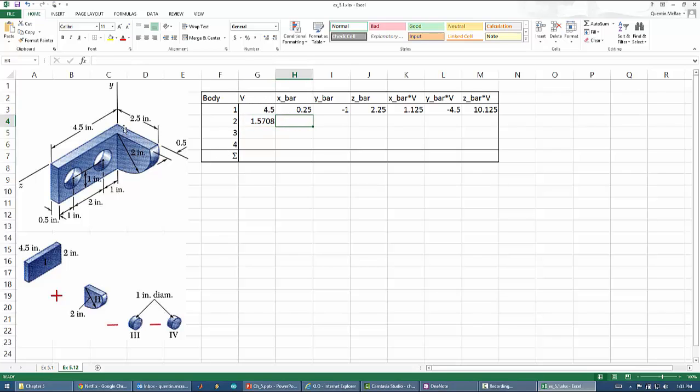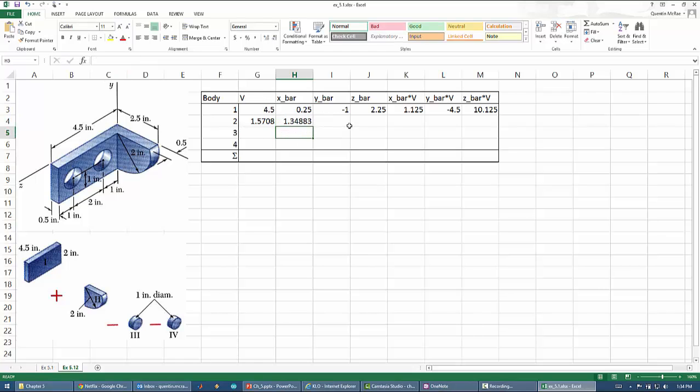Now, what is x bar? It's the direction of this. Well, we know for a half circle, it's 4r over 3 pi. But remember, this is from right there. So this x bar needs to be 0.5 plus 4 times r, which is 2, divided by 3 times pi. And again, I need to make it an equation. That is our x bar.